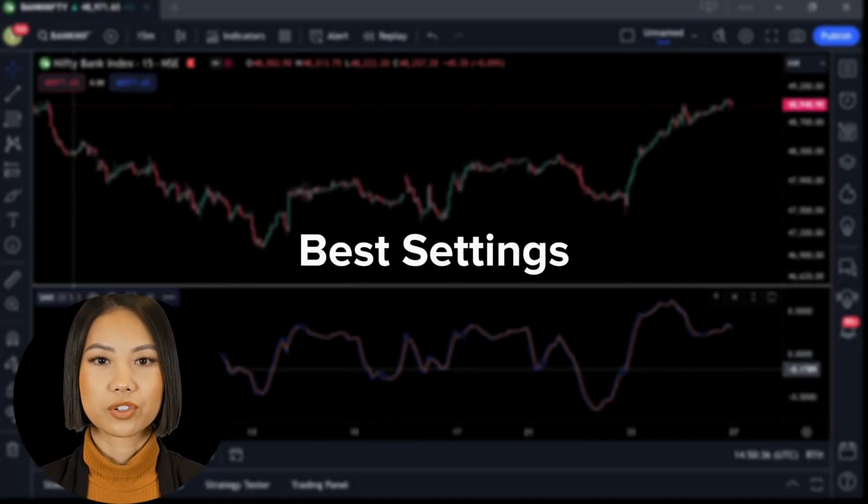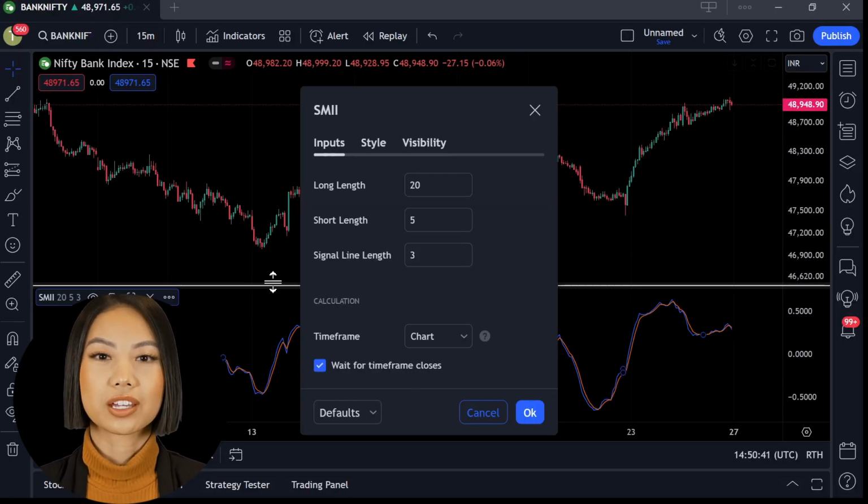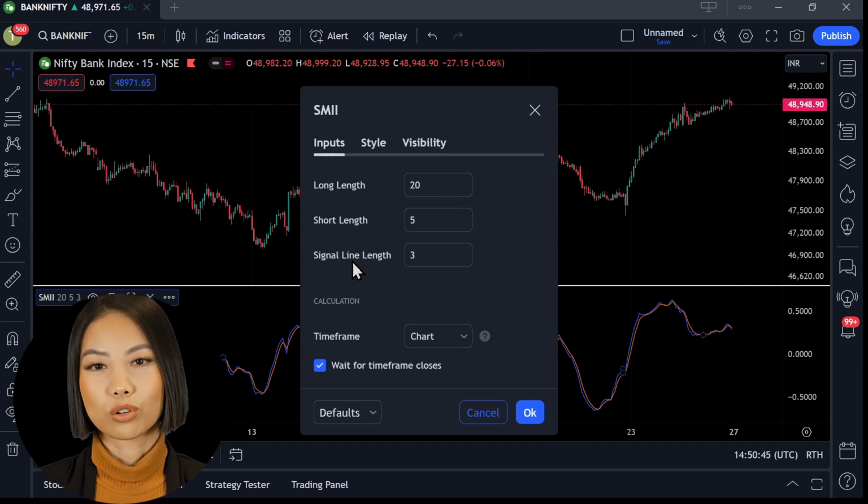Best settings for different time frames. For different trading styles, you'll want to adjust the settings of the SMI Ergodic Indicator. For day traders or short-term trading, use a shorter period, like 5 for the short length, 20 for the long length, and 3 for the signal. This makes the indicator more responsive to quick market changes.